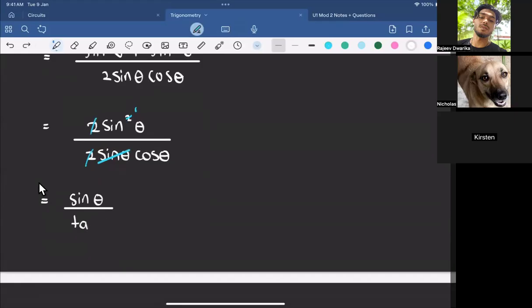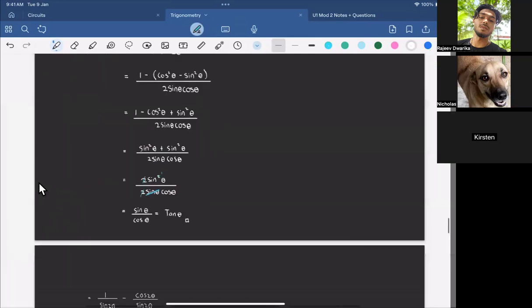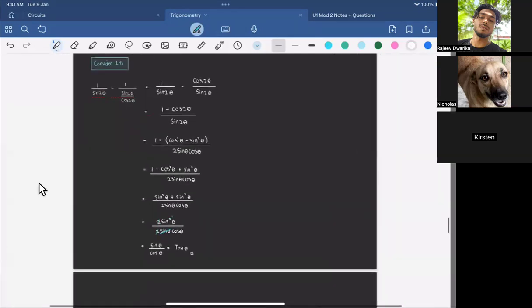We have sine theta over cos theta, which is equal to tan theta, right? And that's the proof there. That's it.